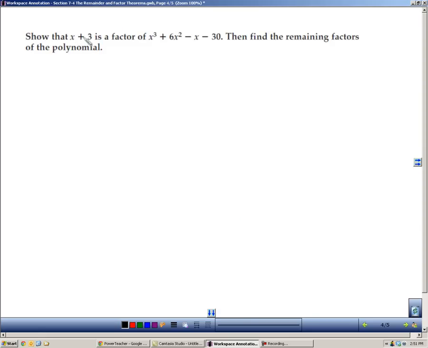We want to show that x plus 3 is a factor of this polynomial. We want to prove that it's a factor of that. And here's how we do it. X plus 3 is really x minus -3. So I'm going to use synthetic division and see if -3 goes into this polynomial. So I use the coefficients 1, 6, -1, and -30. And so we'll use synthetic division to see if this works.